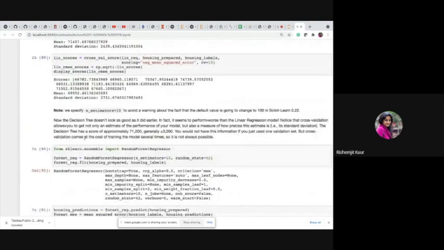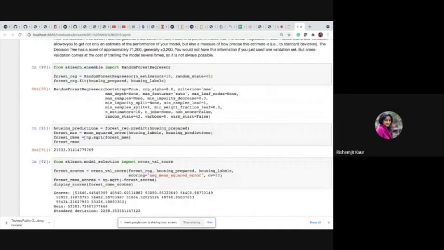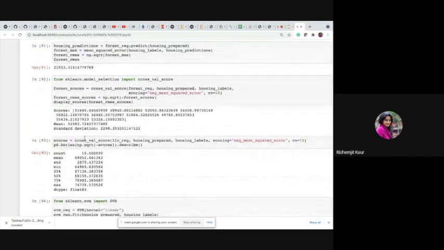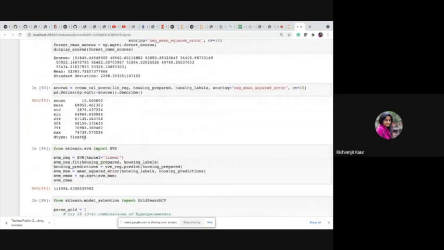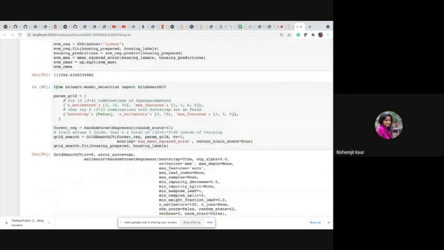Maybe I'll skip the implementation part. There's a lot of implementation that I've done with the different algorithms. Also shown you how to sort of use the grid search to find out the optimal parameters. For example, in the linear regression, we have learning rate as one of the parameters.